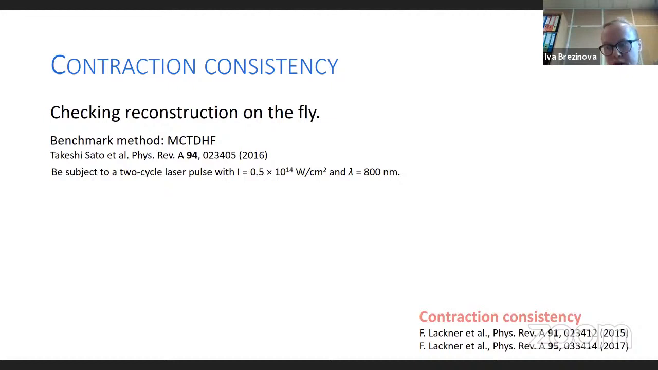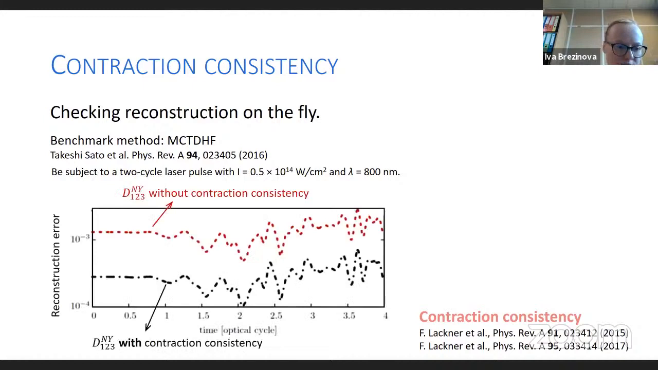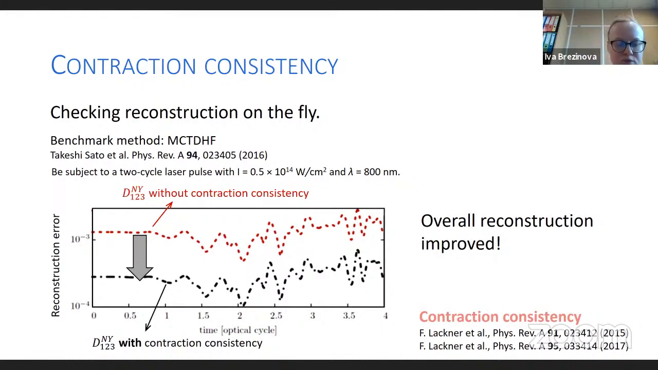And the two curves show you with and without contraction consistency. So this is the reconstruction error. We have just used the Hilbert-Schmidt norm for that as a function of time. And this is this Nakatsuji-Yasuda reconstruction functional. So without contraction consistency, this is the error of it. And now if we apply contraction consistency, you see that the error decreases by an order of magnitude. So this was very important for this closure of the equations of motion. So overall, the reconstruction is improved, and this is true for any reconstruction functional.